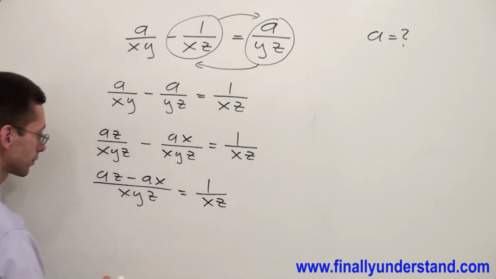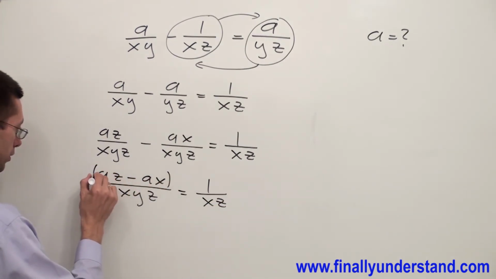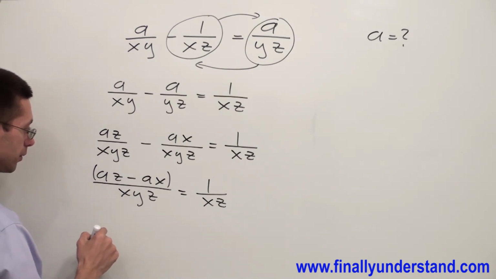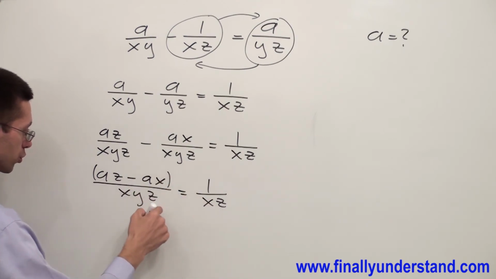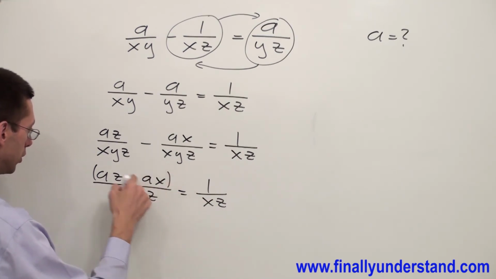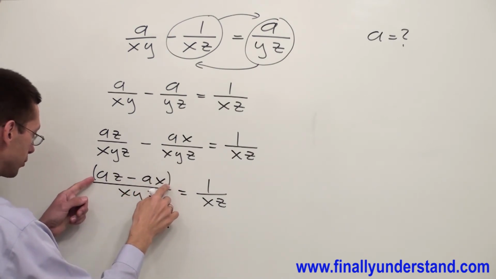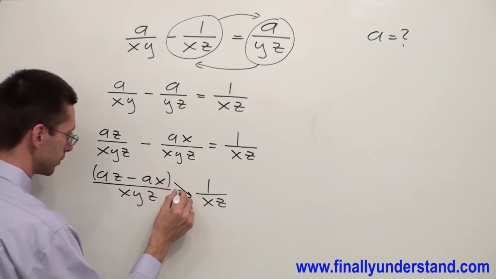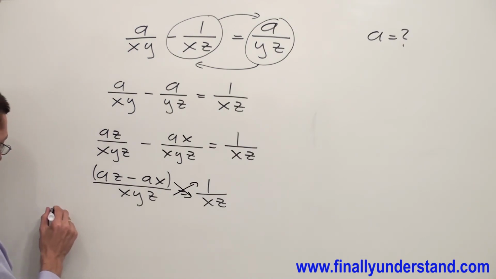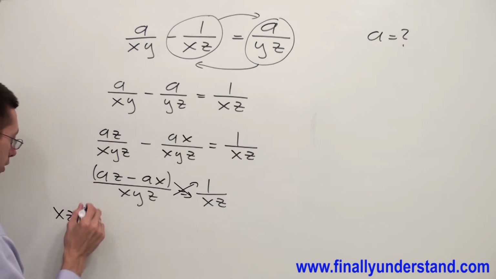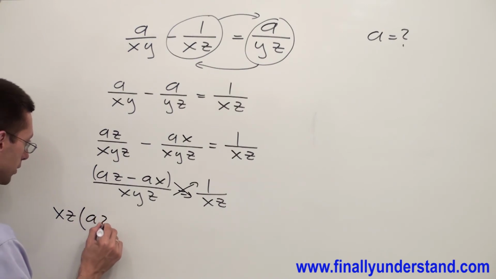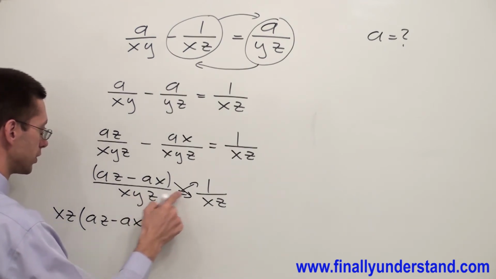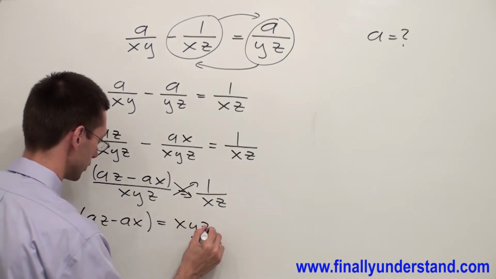I can add parentheses over here because I'm going to use cross multiplication right now. Remember, anytime we have a proportion, we're supposed to use cross multiplication. I want to make sure that I multiply everything in parentheses by xz, and this denominator by 1. So I'm going to have xz times whatever is inside of the parentheses. So I have az minus ax equals xyz times 1, which is just xyz.